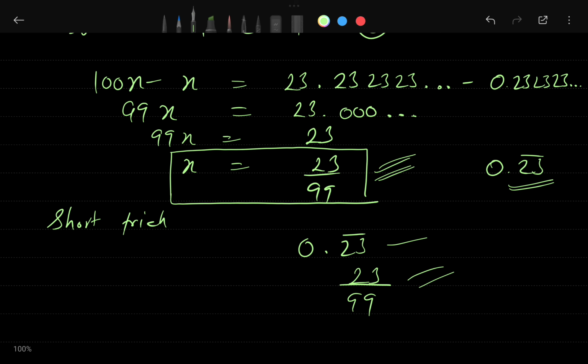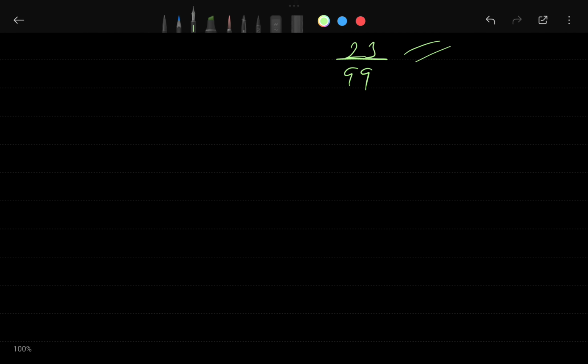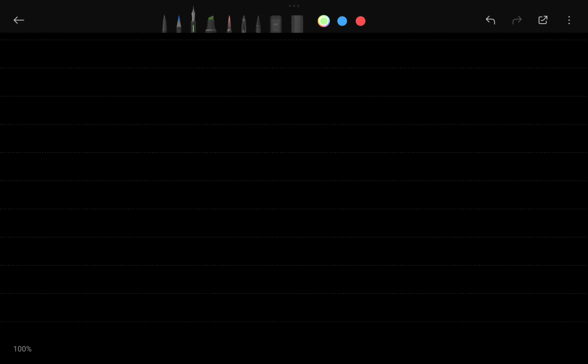I hope you understand it. Now let's do one more question, and we will use just the short trick this time. We will solve more questions but only using the short trick. So let's solve 0.437 bar. Let's convert this into p by q form using the short trick. First, in order to apply the short trick, the first thing we need to make sure of is whether it is pure recurring or mixed recurring. This is pure recurring, and why? Because every digit after the decimal is being repeated.